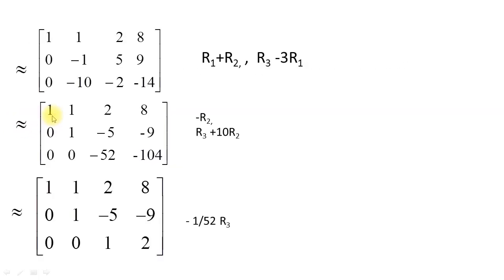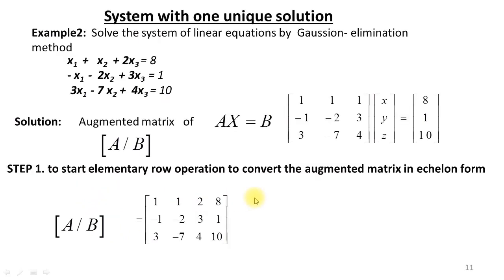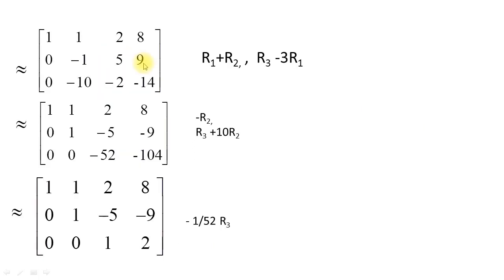And dear students, note that in this matrix, the rank of matrix A is equal to the rank of the augmented matrix. This is matrix A. Matrix A has 3 non-zero rows, and similarly the full augmented matrix also has 3 non-zero rows. So the rank of matrix A is equal to the rank of the augmented matrix and equal to the number of unknowns. In the given system there are 3 unknowns, x1, x2 and x3.